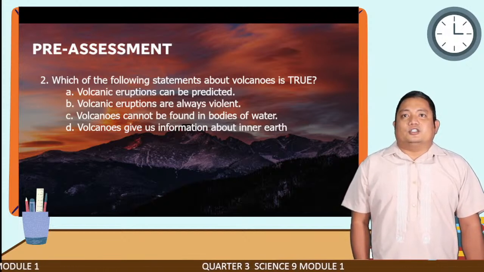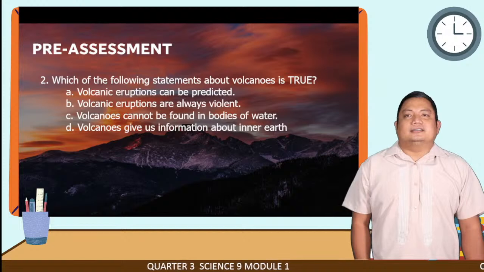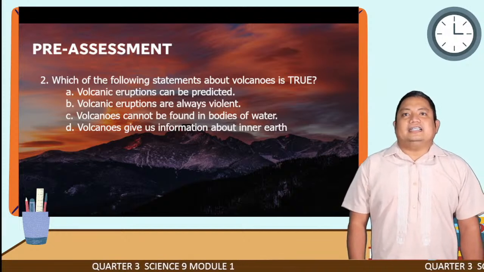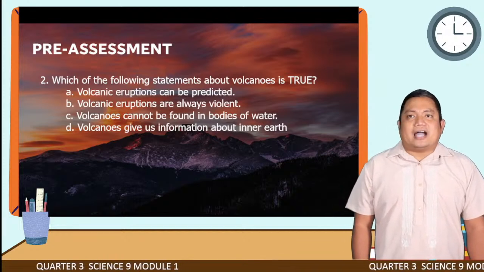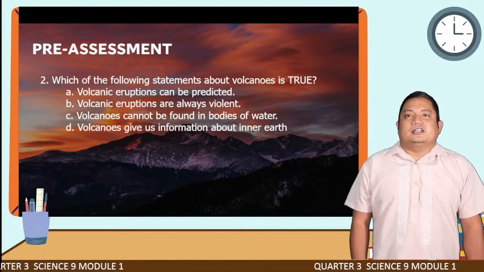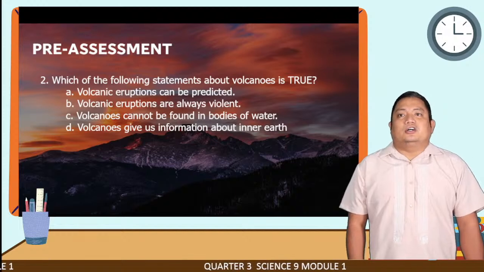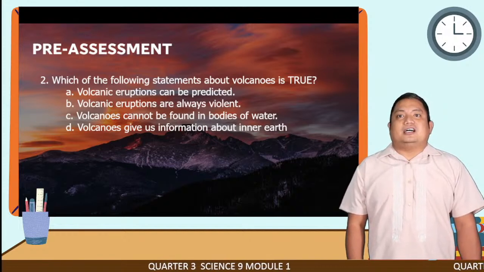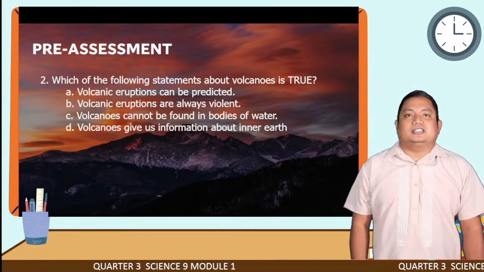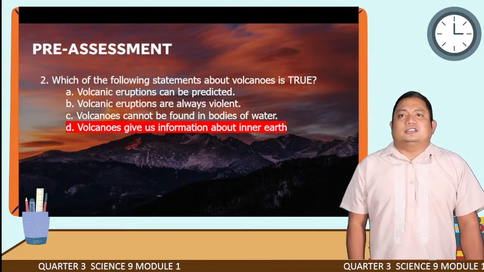Number two, which of the following statements about volcanoes is true? Letter A, volcanic eruptions can be predicted. Letter B, volcanic eruptions are always violent. Letter C, volcanoes cannot be found in bodies of water. Or letter D, volcanoes give us information about the inner earth. Your answer, that is correct. It is letter D.